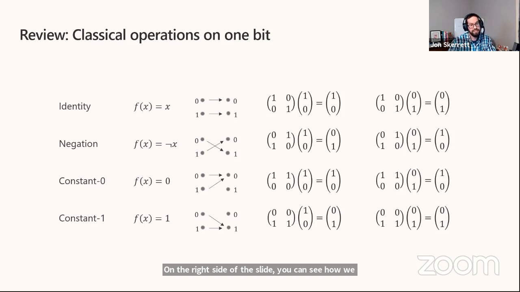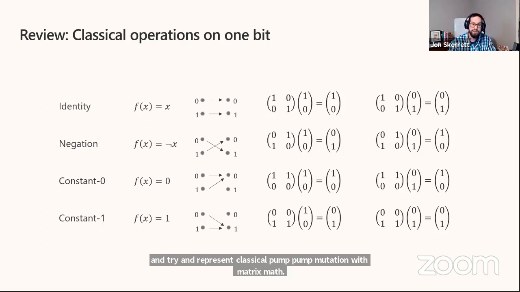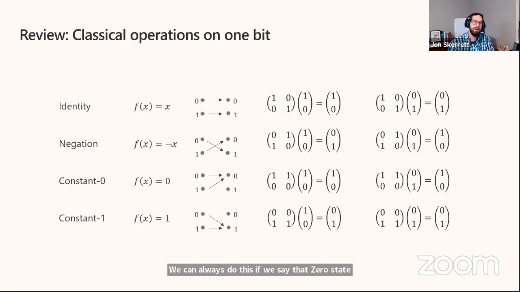And if we want to be fancy and try and represent classical computation with matrix math, we can always do this if we say that the 0 state means that the top element of our vector is 1 and the bottom is 0. And the 1 state is represented by a 0 at the top element and a 1 at the bottom. While we can represent those operations as matrix operations as well, not all of them will be available to us in quantum computing.